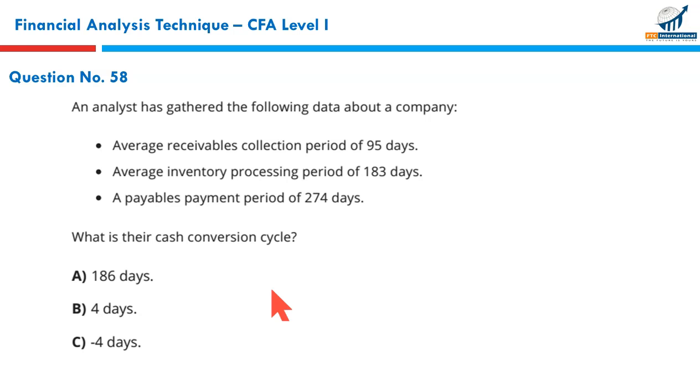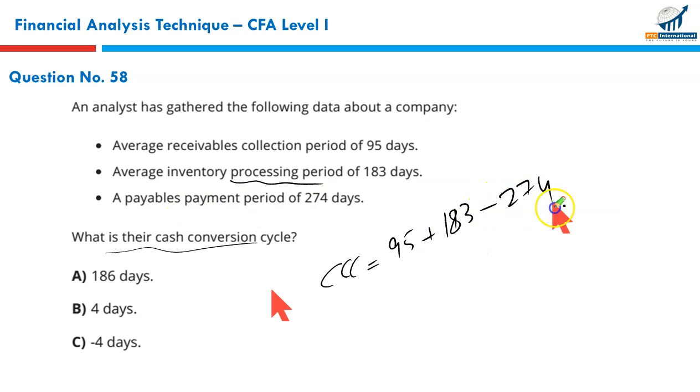And next, lots and lots of questions on the cash conversion cycle. And I'm sure you would have got the idea how to do it. What is the cash conversion cycle? Cash conversion cycle is the average collection period plus the average inventory processing period, or average period we hold on to inventory. And from this we simply deduct the average payable payment period, 274. And that's all. 95 plus 183 minus 274, it's 4. Positive. Yes, positive. But it can be negative. If it is negative, that's great news for those who manage cash.